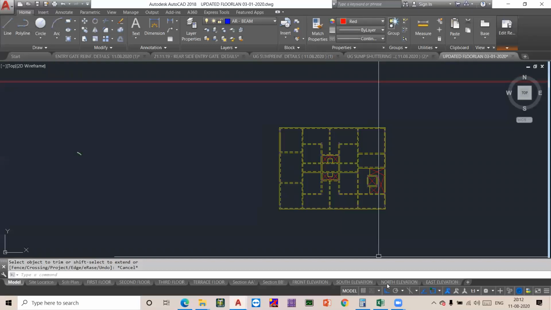Thus, you can unmute yourself and you can do it.